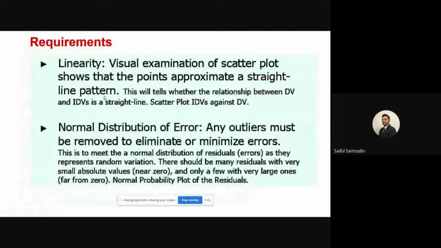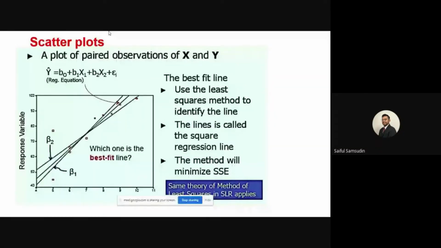Okay. So when we use multiple linear regression, we will get the tabulation of our data. From the scatter plot, we can get the best fit line. When we have the best fit line, we will have the best model to use for prediction. The best fit line uses the least square method to identify the line, called the least square regression line, and the method will minimize the SSE, sum of square error.